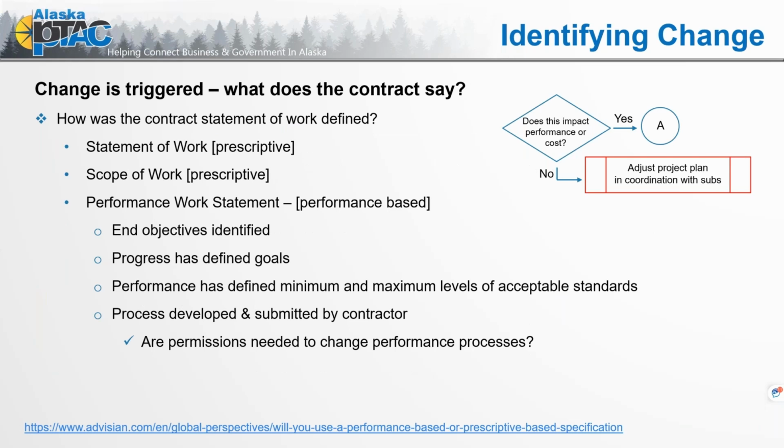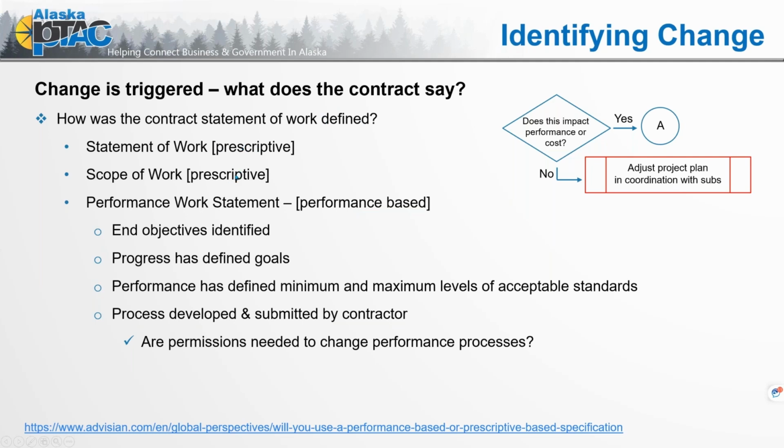Change is triggered. What does the contract say? So we're still talking about identifying change. How was the contract statement of work defined? Remember, this is a little segment of our flow chart: does this impact performance or cost? So how is the contract statement of work defined? Whether we have a statement of work, which is prescriptive, or scope of work, prescriptive, or performance work statement, which is performance-based. Having this prescriptive versus performance-based is really critical when we talk about what the contract says.